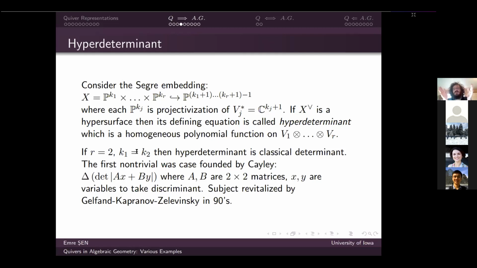But what is the first nontrivial example? It is just formats, we say 2 by 2 by n, right? So you have two matrices, let's say 2 by 2 matrices, and then the discriminant of the determinant of this matrix pencil ax plus by gives you a nice equation. This is a very old result, 1848, and they were kind of forgotten for a very long time, but then the subject was revitalized by Gelfand, Kapranov, Zelevinsky in the 90s. And there are so many works on them, including works of Sturmfels, Landsberg, and Ottaviani, and it is still active somehow.